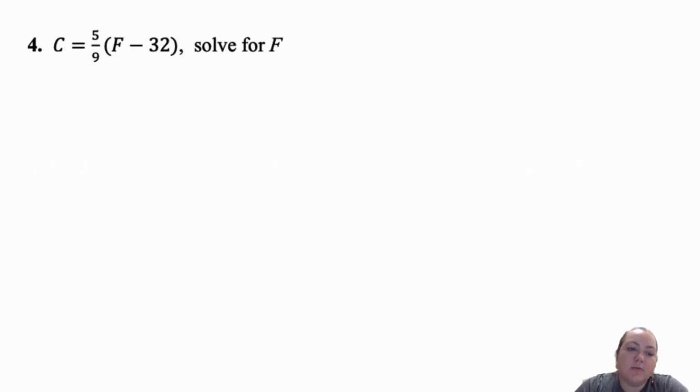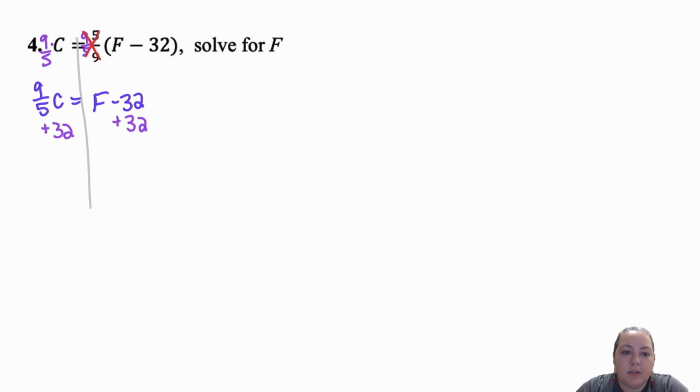All right, this one is the formula for degrees Celsius, and to convert it to Fahrenheit, we want to solve for F. So I want to rearrange the formula so I could just figure out what Fahrenheit is if I know the degrees Celsius. All right, so I'm going to get rid of that fraction by multiplying by the reciprocal, 9/5. So the fraction on the right side is gone. Now I have 9/5 C equals F minus 32. I'm going to add 32 to both sides. So 9/5 C plus 32 equals F.